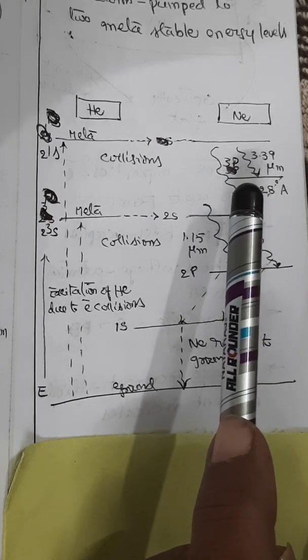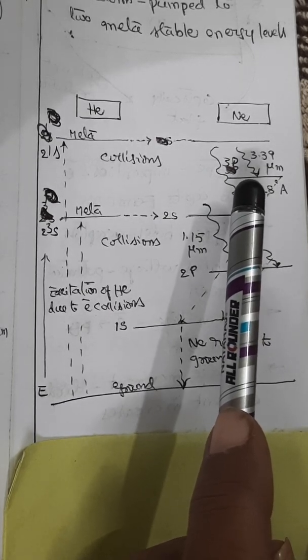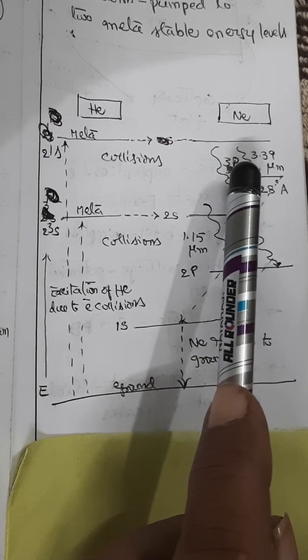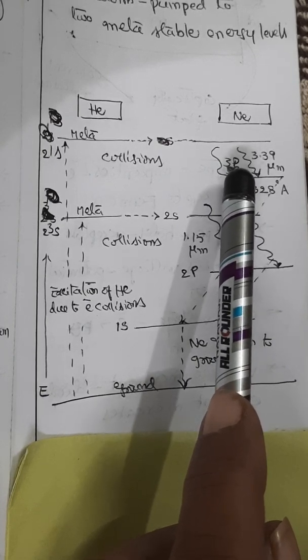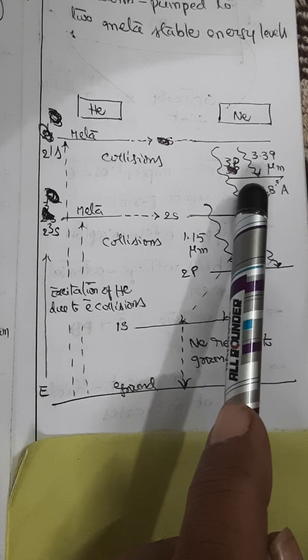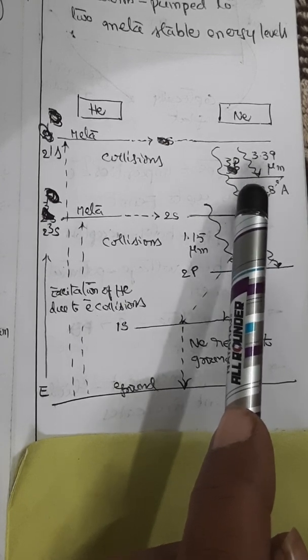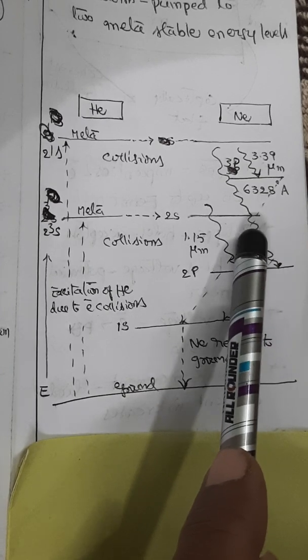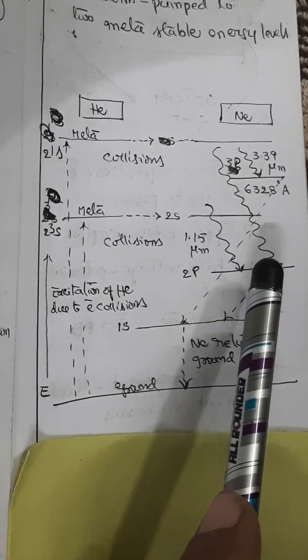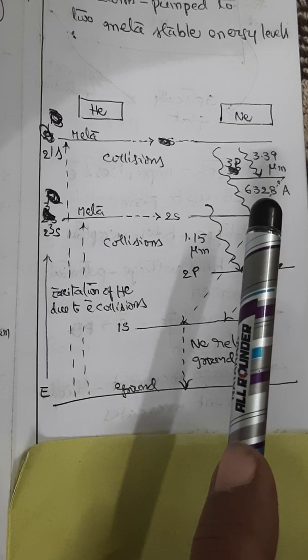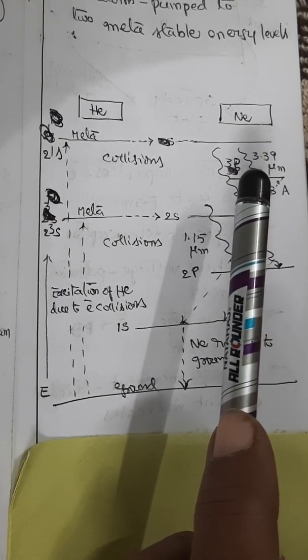So, three different transitions. One is giving rise to a wavelength of 3.39 micrometers, which is infrared. Another is from 3s to 2p level, giving rise to a radiation of 6328 angstroms, that is the red region. And the third transition is from 2s level to 2p, giving rise to a wavelength of 1.15 micrometers. Again, it lies in the infrared region.